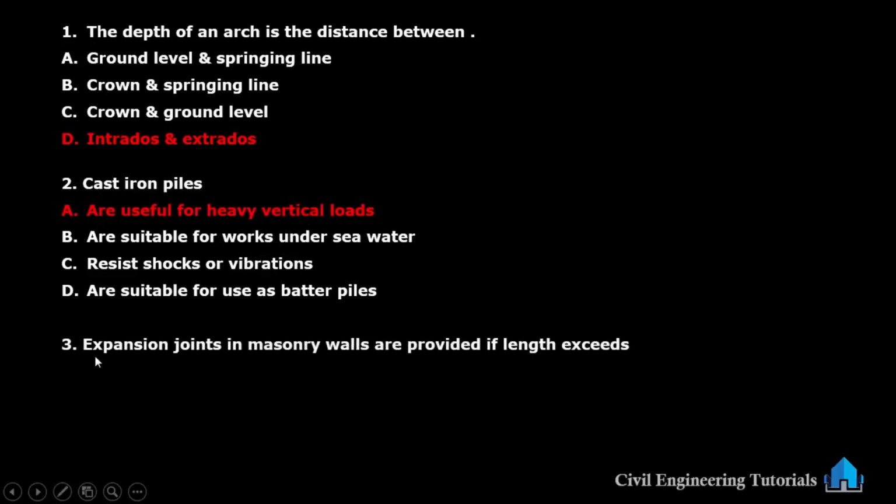Now third question, expansion joints in masonry walls are provided if length exceeds option A 40 meter, option B 50 meter, option C 20 meter, option D 30 meter. So the answer is option A 40 meter.